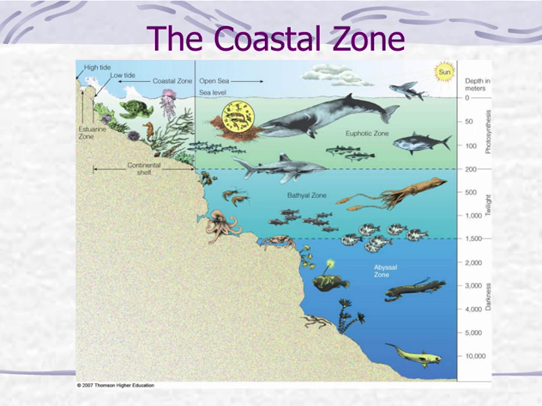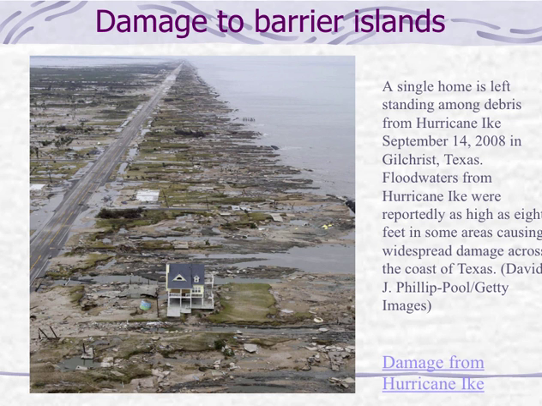But let me finish up with the barrier here. But here's something that can have damage to the barriers. This is just a single home left. This is after Hurricane Ike. This was in 2008 in Texas. And this is from the floodwaters. They were completely high, and you see a whole bunch of damage. There's only one house left.